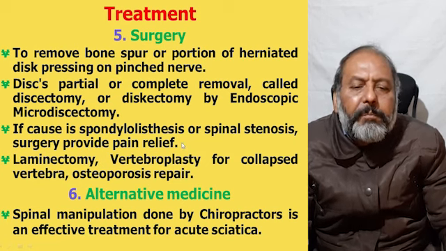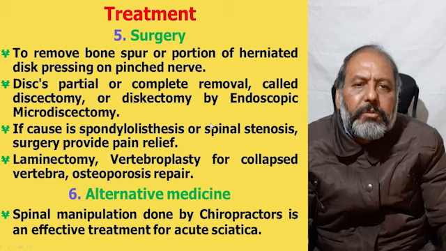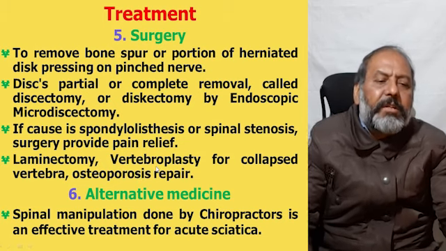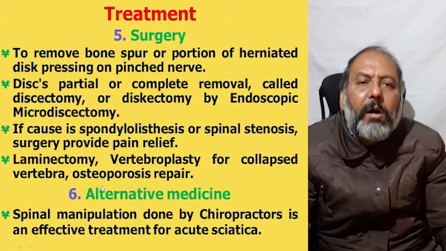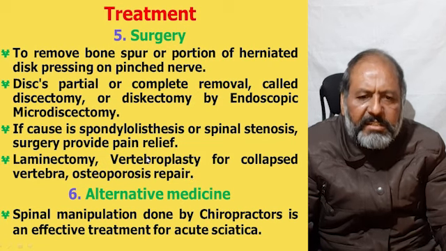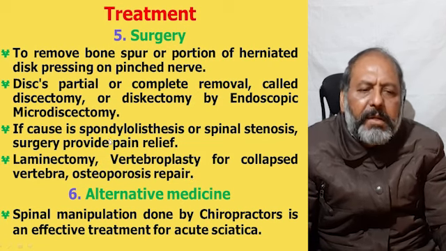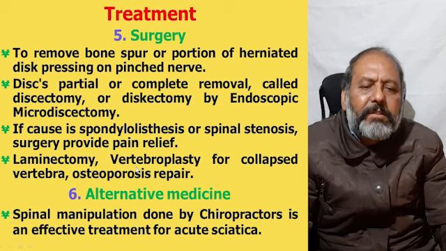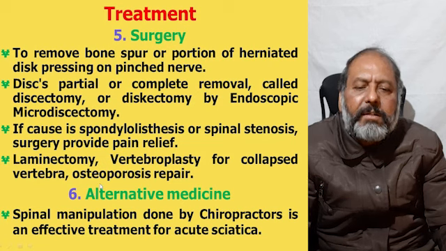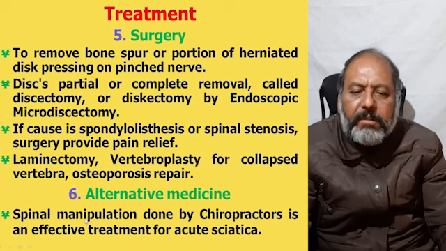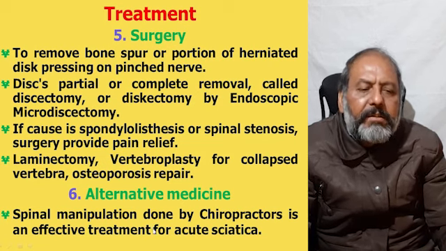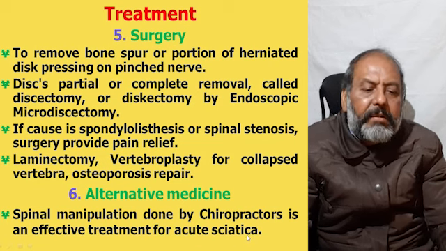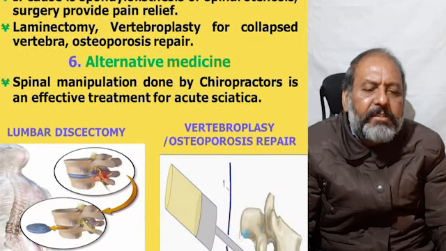Surgery provides pain relief, as I have already shown you, that is by the laminectomy. Vertebroplasty for the cleft vertebra or osteoporosis repair is done to strengthen the vertebra and to do the cementing of the vertebra to give it strength. The sixth part of the treatment is alternative medicine. Spinal manipulation done by chiropractors is an effective treatment for acute sciatica in some cases.